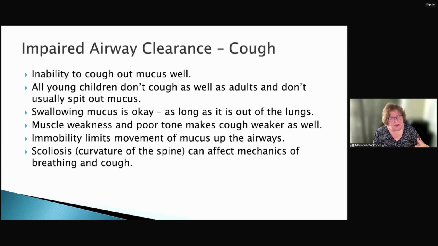We all have mucus, and as we move around, it comes up. We don't even realize it, but not moving really limits somewhat the movement of mucus in your airways. Scoliosis, as I mentioned before, can also affect not only the mechanics of your breathing, but also cough.